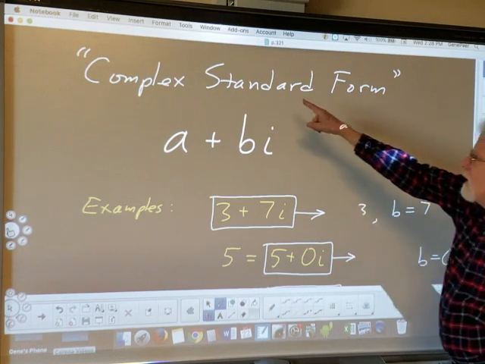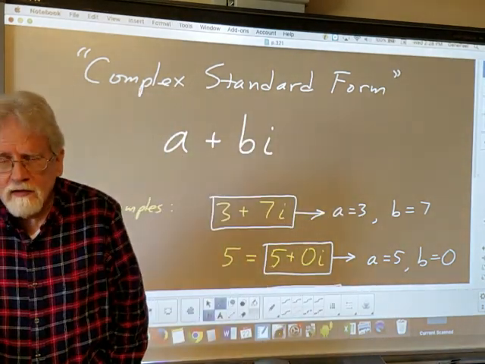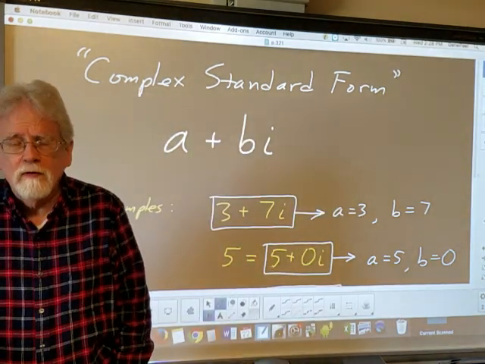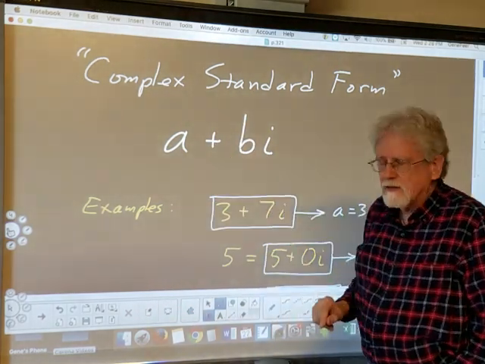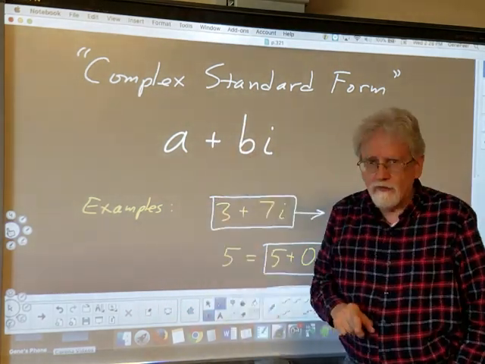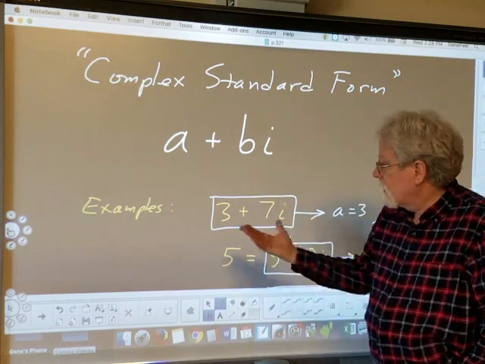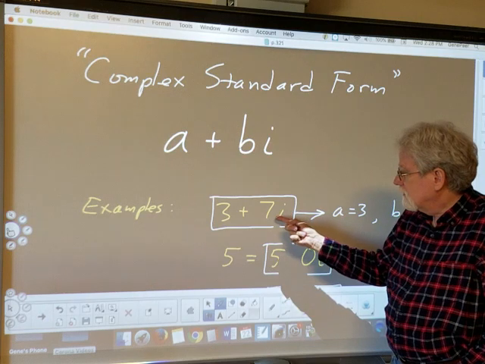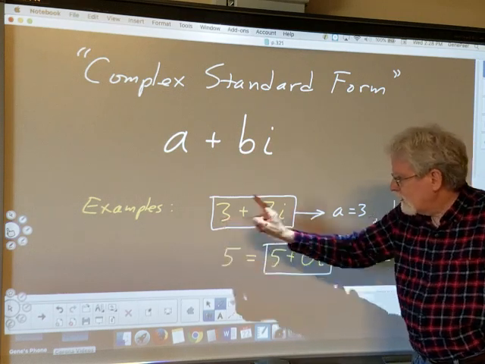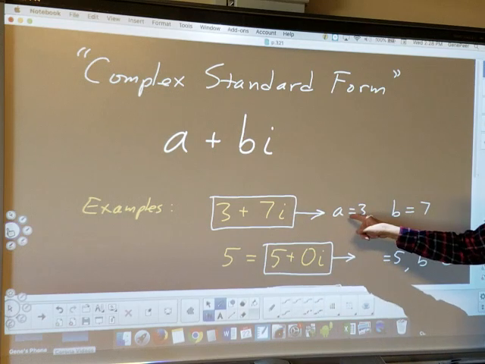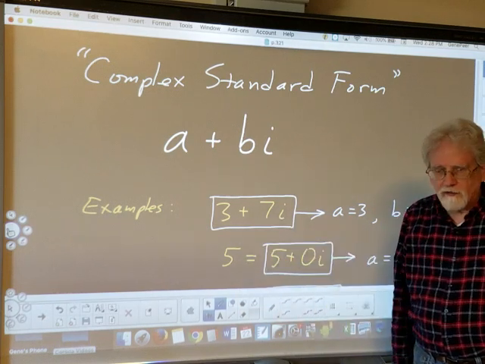We have something called complex standard form. Any number can be written in complex standard form. Complex standard form looks like a + bi, where a and b are real numbers, and i is the square root of -1. Examples: 3 + 7i is already written here in complex standard form, where a is 3, b is 7. 3 + 7i, a complex number.